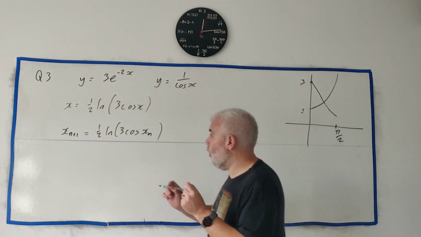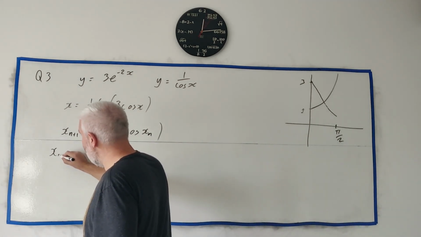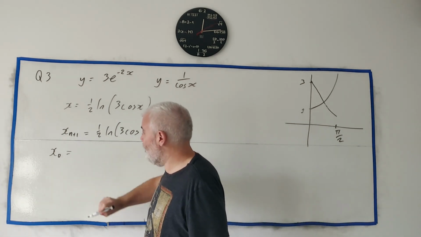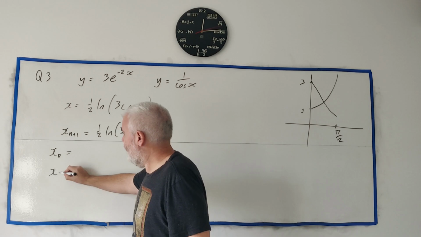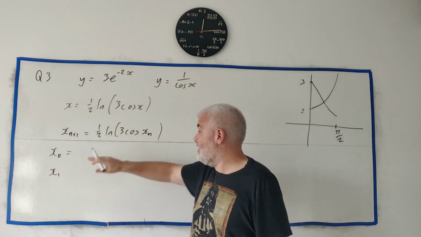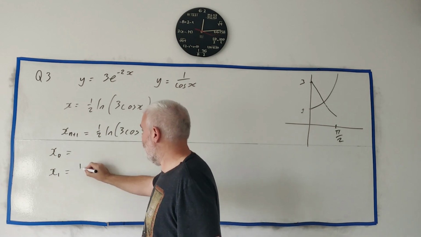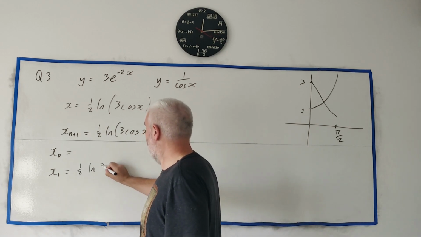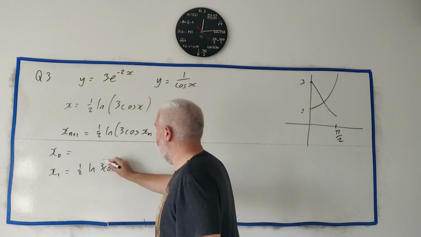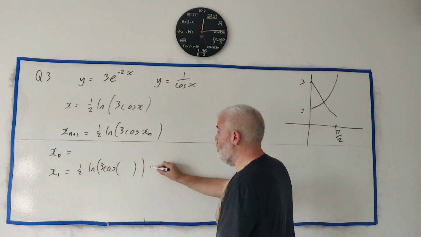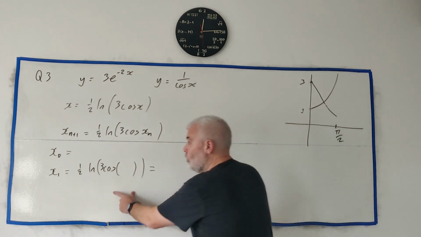What you want to do is make a guess at an answer. Sometimes they give you that first guess; they haven't in this case. You just make up a guess, and then for x1, your next guess, this formula will give you your next guess. This formula will be a half natural log 3 cosine of whatever your first guess was, and it'll give you your second guess.